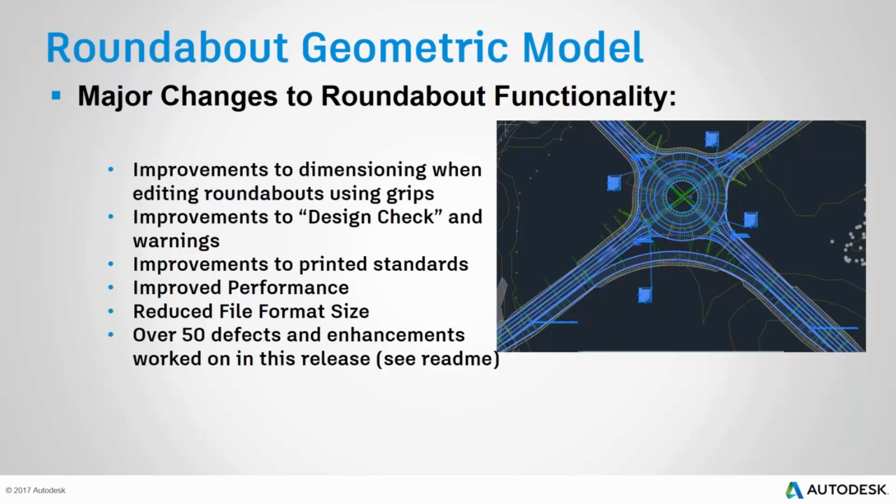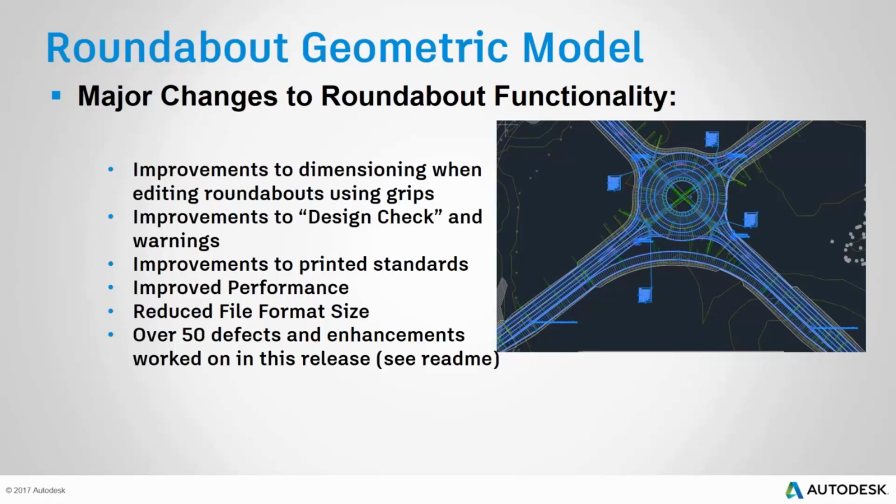So the next section is major changes to the roundabout functionality. We have improved the dimensioning when editing roundabouts using grips. We had quite a few cases where we were showing a length along an alignment and we were actually drawing it just as a straight line distance. So we've changed that so wherever a length is measured along an arc or a curve and we were dimensioning it, it is now correctly dimensioned along that arc or alignment or curve.